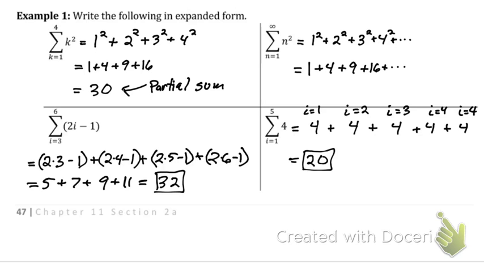Big thing is just know where your bottom limit is and where your top is. Where do I start and where do they end? And I always count by ones.